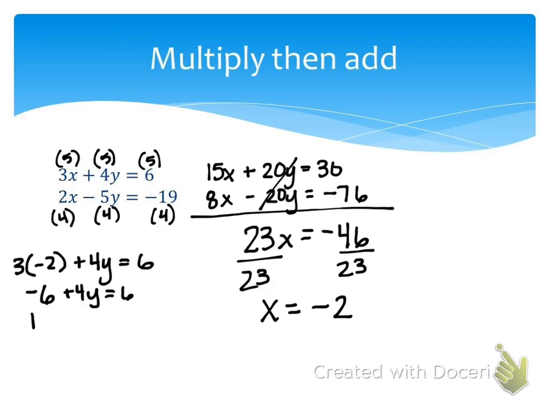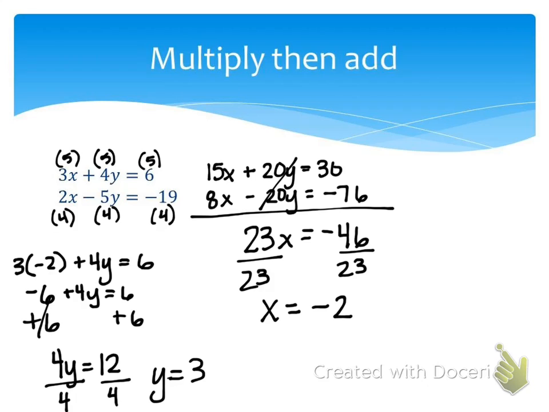I'm going to add 6 to both sides because I'm trying to get that y by itself. 4y is equal to 12. Then I divide by 4. And Tristan, what is my answer? Y equals 3. Very good. If I write it as an ordered pair, it would be negative 2, 3. All right?